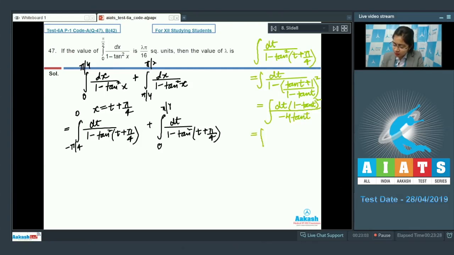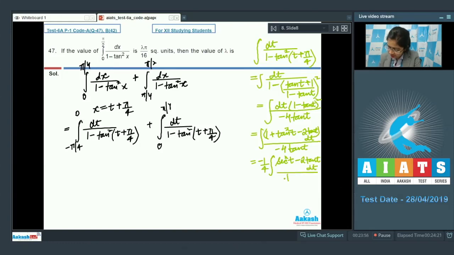So this is further equal to the integral of 1 plus tan square t minus 2 times tan t into dt, and in the denominator we have minus 4 times tan t. So this can be written equal to, if I take minus 1 by 4 common, secant square t minus 2 tan t into dt upon tan t.